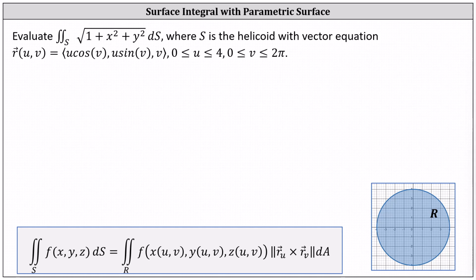We want to evaluate the surface integral, which is the double integral over the surface S of the square root of the sum of 1 and x squared and y squared differential S, where the surface S is the helicoid with vector equation given by r of u comma v, which has an x component of u cosine v, a y component of u sine v, and a z component of v, where u is on the closed interval from 0 to 4 and v is on the closed interval from 0 to 2 pi.